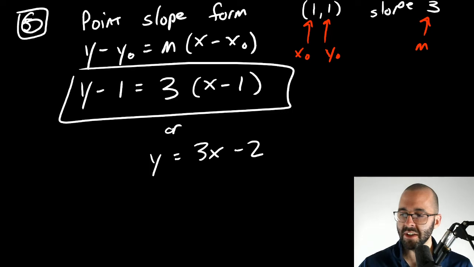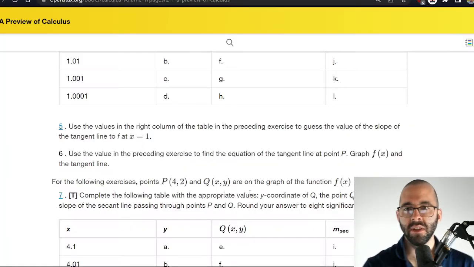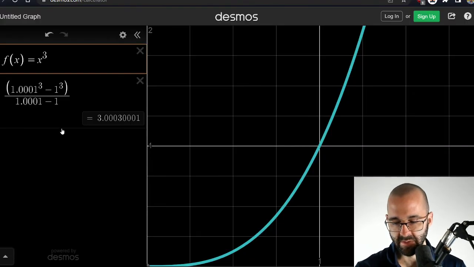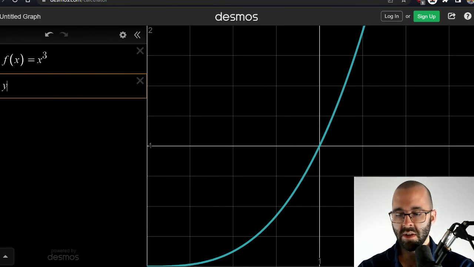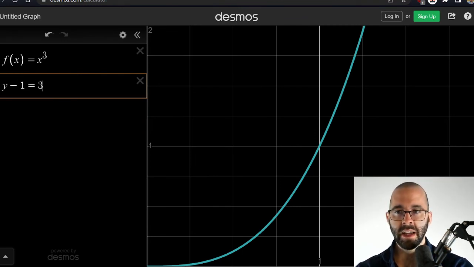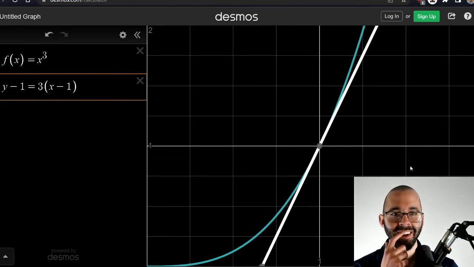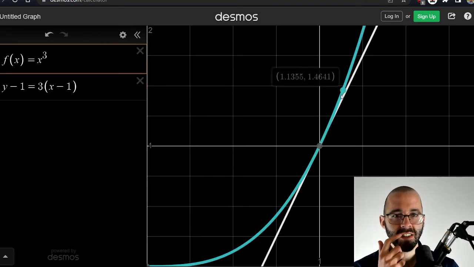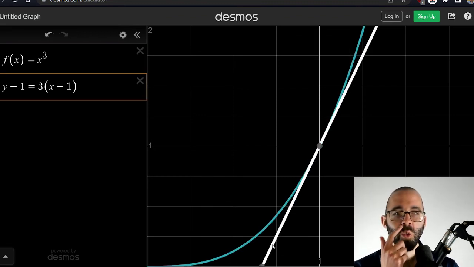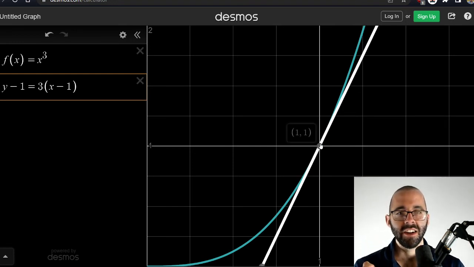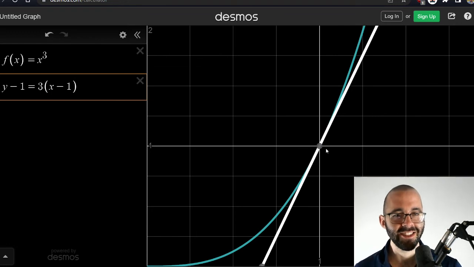And it wants you to graph it, so let's graph it on Desmos. We'll graph y minus y naught equals m times x minus x naught. Look at that. So blue is our function, x cubed, white is our tangent line. Notice that it just skips off the function. It barely touches, just skimming the edge.